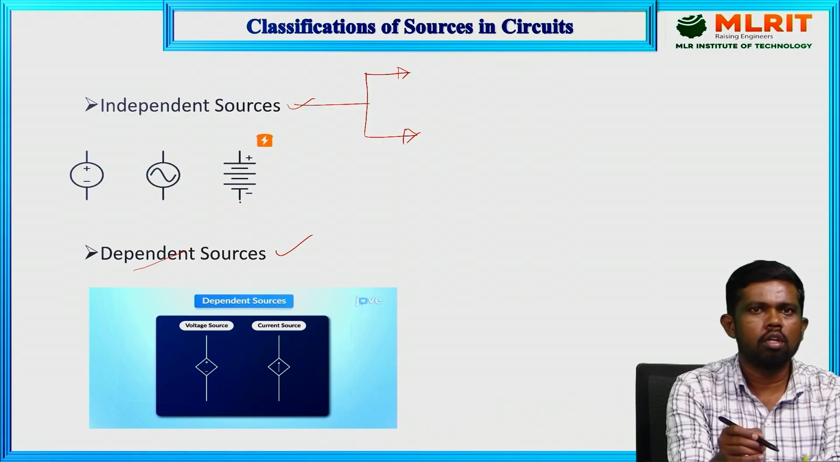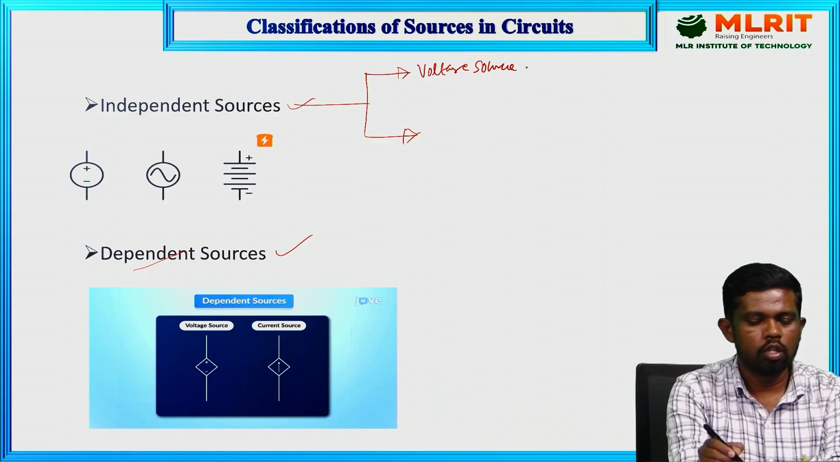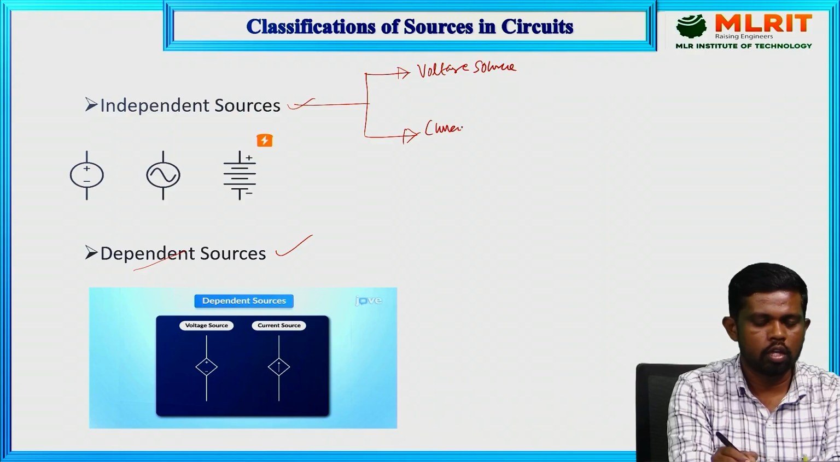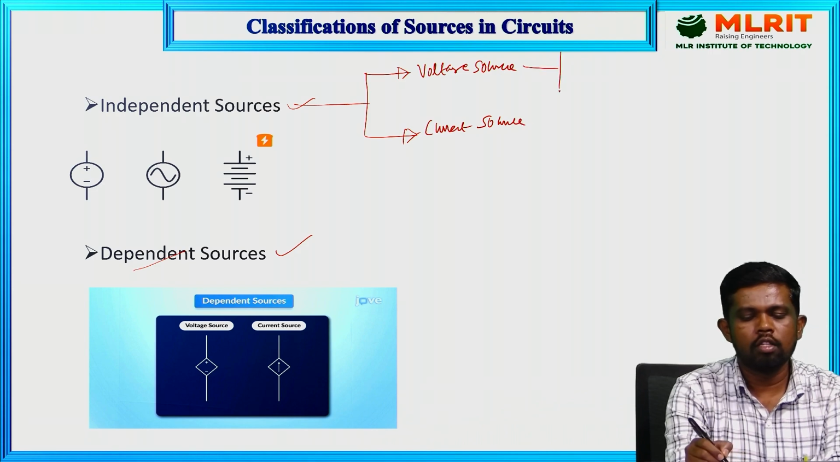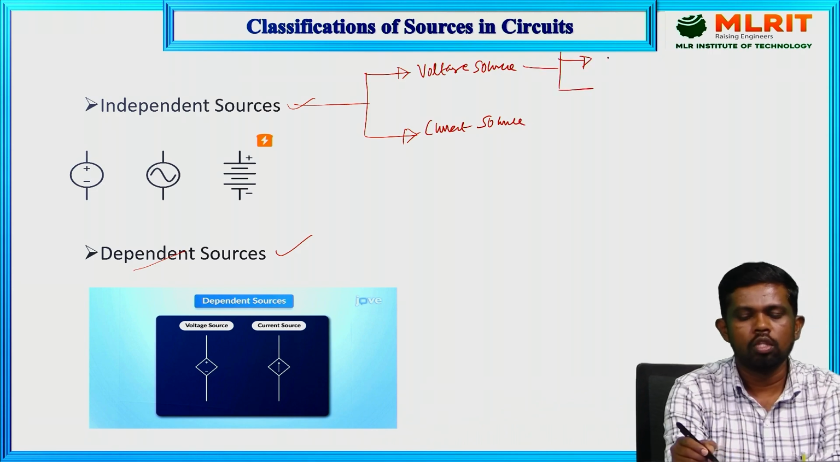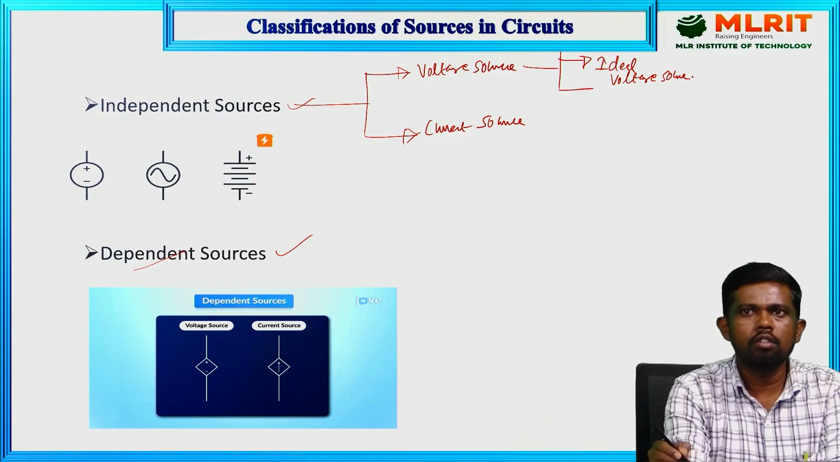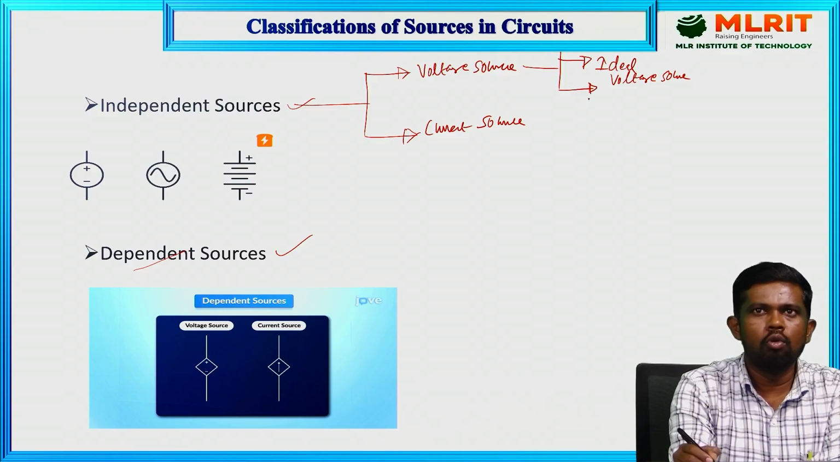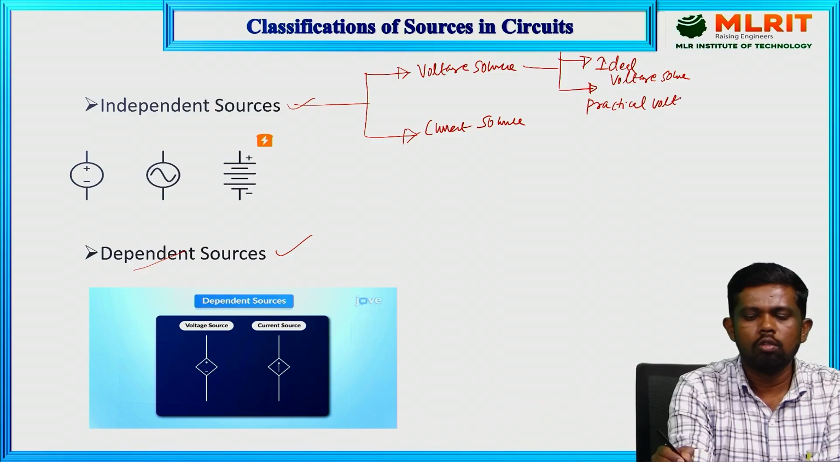The independent sources are further classified into two categories: voltage source and current source. Again, the independent voltage sources are further classified into two types: ideal voltage source and practical voltage source.